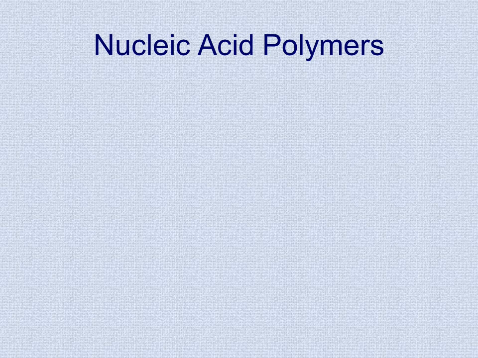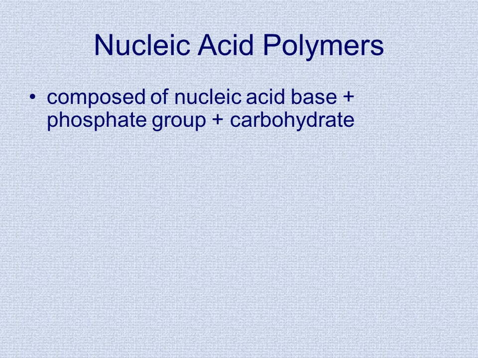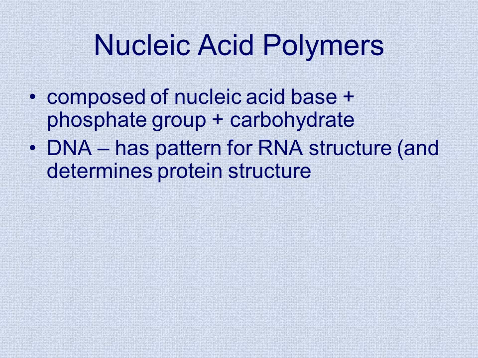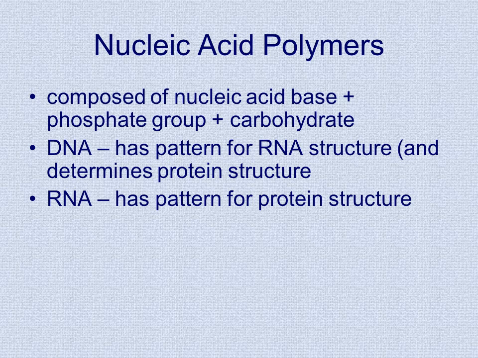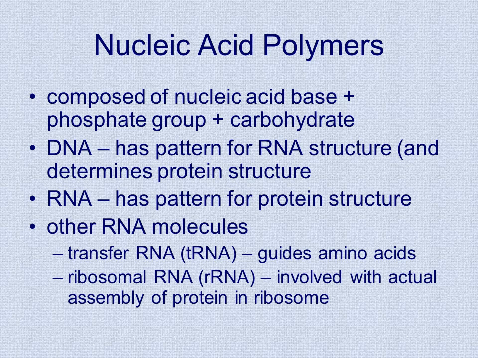Now, nucleic acid polymers are important. They're composed of a nucleic acid base plus a phosphate group plus a carbohydrate. A little more complicated in terms of the structure. The DNA, deoxyribonucleic acid, is the molecule that contains the pattern for the RNA structure, and as we'll see, that determines the protein structure. So in essence, the DNA is the blueprint for the structure of a protein. RNA contains the direct pattern for the protein structure as produced by the DNA.